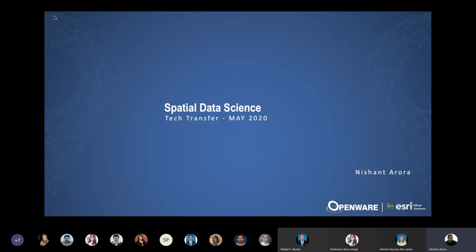So what is the difference between spatial data science and data science? I think there is rarely any difference. In GIS, we are building on those traditional techniques and adding the critical element of space.